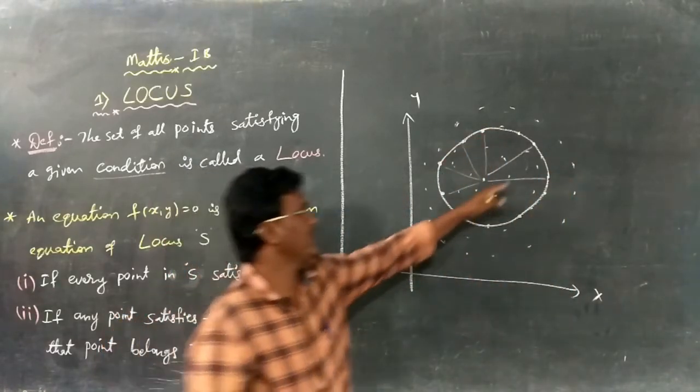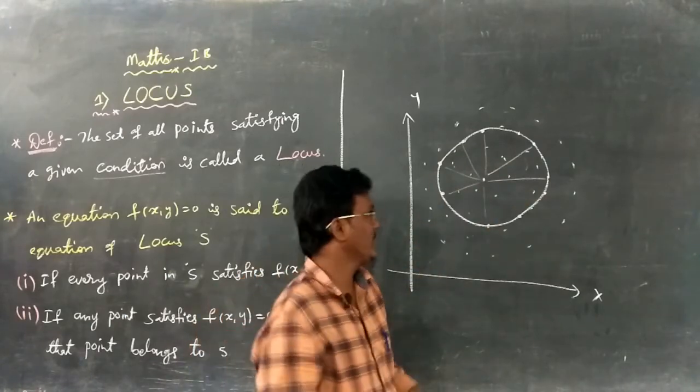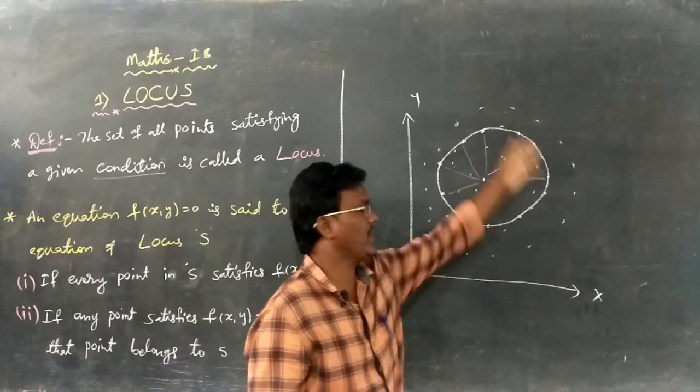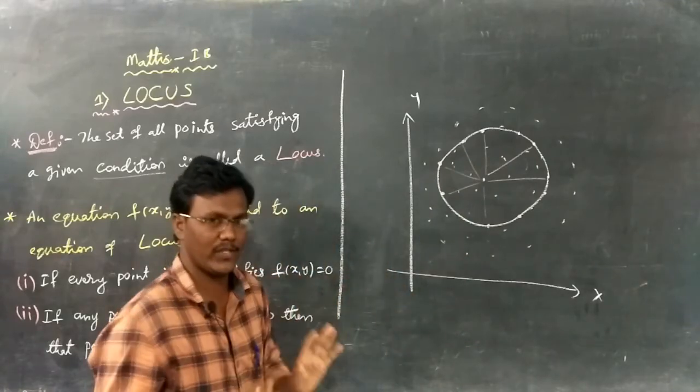So what do you get here? It is forming a circle equation, or not? It can form a circle equation. So this circle is the locus. Okay, I understood the definition of locus.